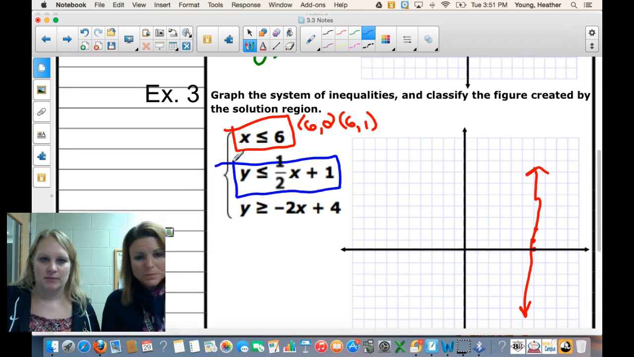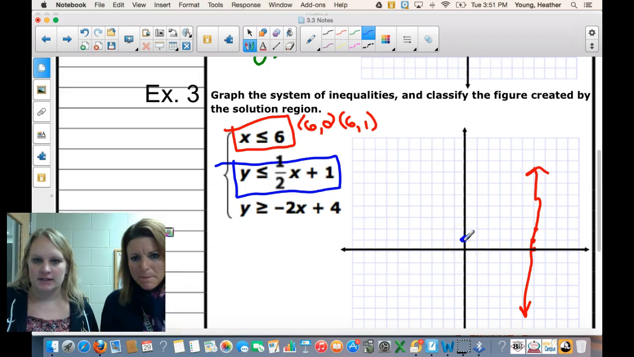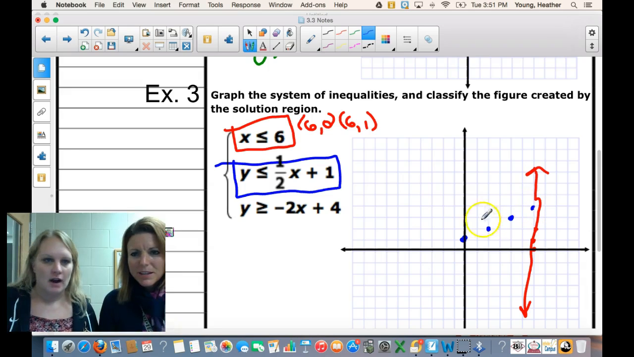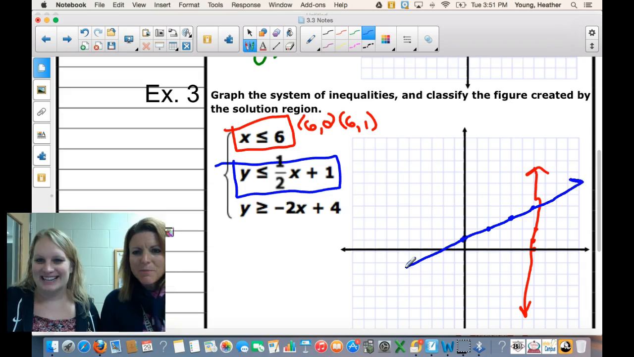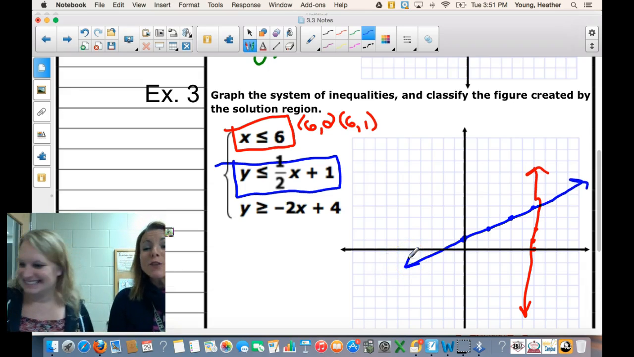Let's do this one. I'll do this one in blue. Okay. So up 1, that's our y-intercept. And up 1 over 2. Up 1 over 2. Up 1 over 2. All right, and it's solid again because we have that equal sign. Oh my goodness! Did you see that? That was the most amazing perfect line I've ever seen. Thank you.